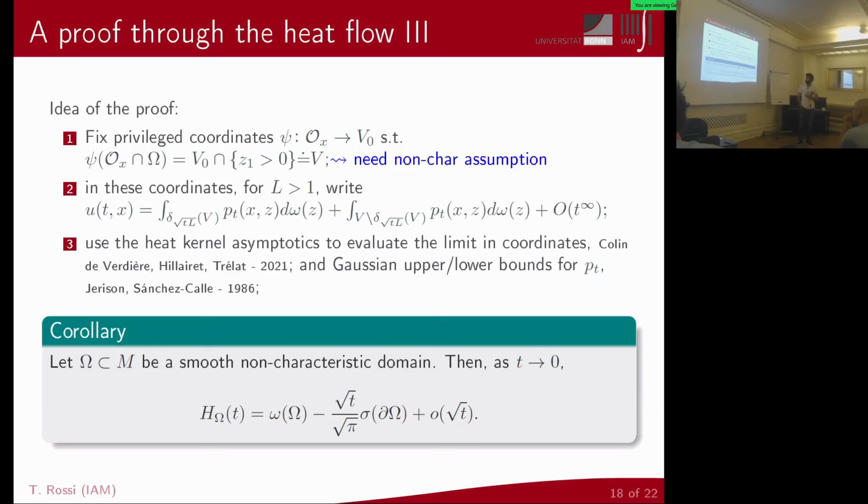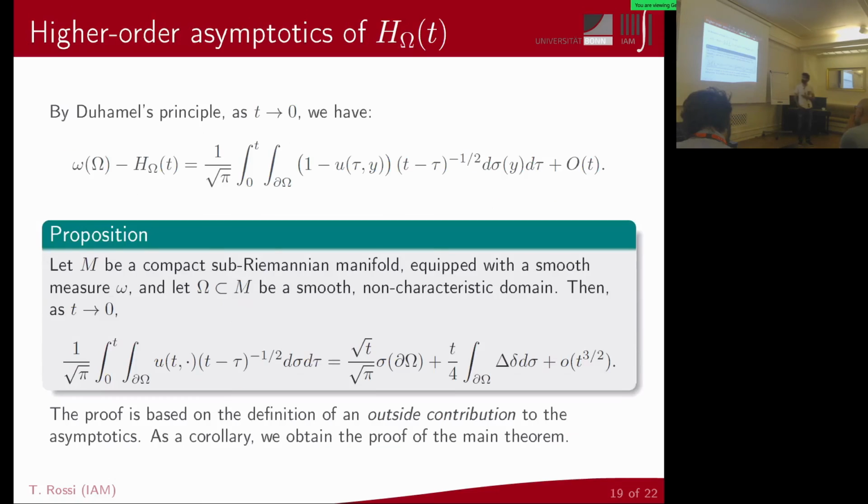Okay, so now, using this result about the heat flow, we are then able to deduce an asymptotic expansion up to order 1 for the sub-Riemannian relative heat content. Now, what to do for higher order asymptotics? Since we only have this kind of formula here, and we don't have a more precise asymptotic expansion for the heat flow, we cannot really just iterate the Duhamel principle and hope to conclude.